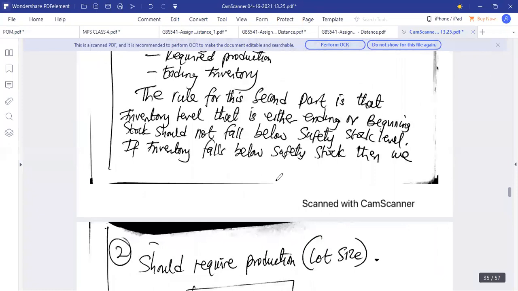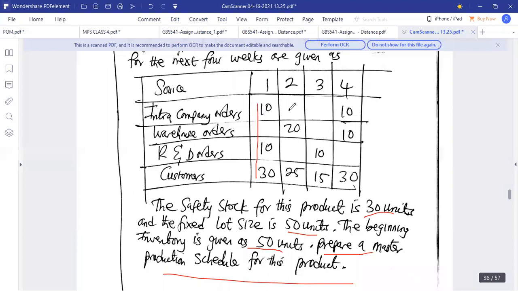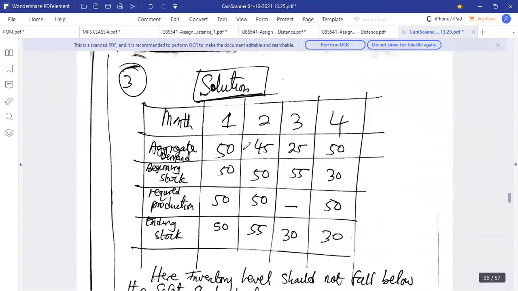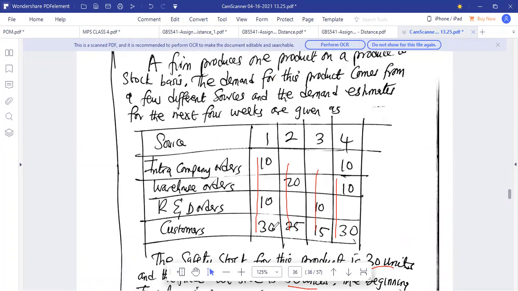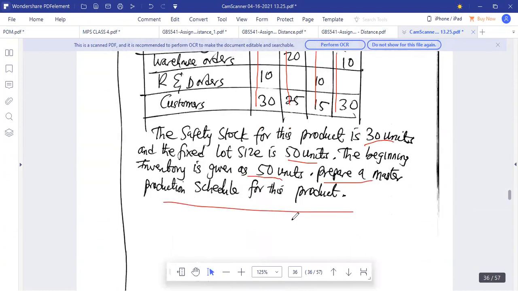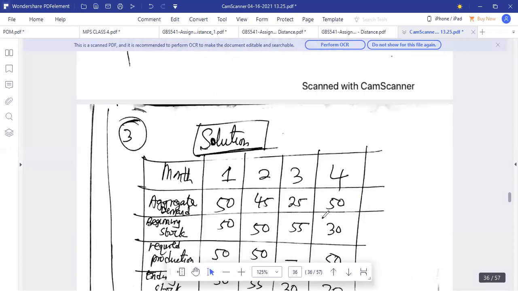We are going to aggregate the demand. So you sum up the demand for this week, this week, and this week. So you find the aggregate demand. So demand here, you aggregate to give us 50, for each week. So 10 plus 10 plus 30, that is 50. That's where the 50 is coming from. Then the other one here will be 45, that's where it's coming from. Then the other one here is 25, and the other one here is 50, that's where the aggregate demand is coming from.